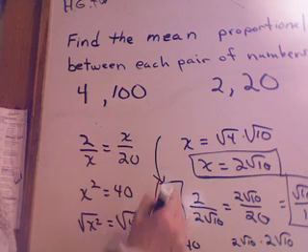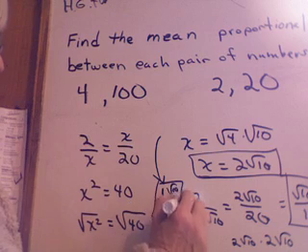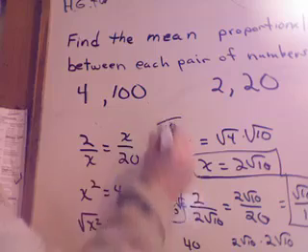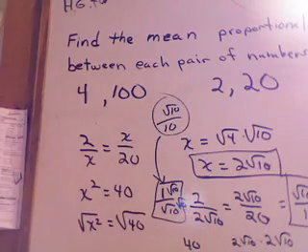Remember, you're never supposed to leave a radical in the bottom. You know how to rationalize that? Multiply by root 10 over root 10. What's root 10 times root 10? 10. 1 times root 10. Oh yeah, they're the same. So there's two ways to check them.